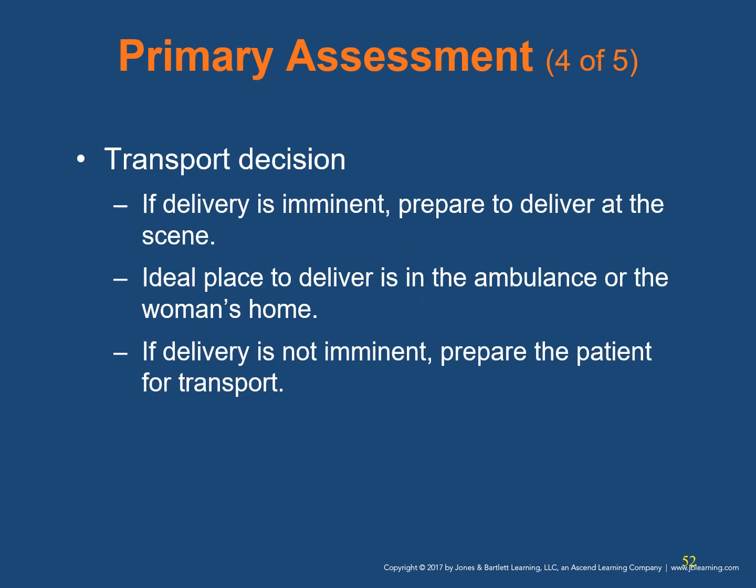Transport decision. If delivery is imminent, you must prepare to deliver at the scene. The ideal place to deliver is in the security of your ambulance or the privacy of the woman's home. The area should be warm and private with plenty of room to move around. If delivery is not imminent, prepare the patient for transport and perform the remainder of the assessment en route to the emergency department. Administer oxygen. Women in the second and third trimesters of pregnancy should be transported lying on the left side when possible. If spinal immobilization is indicated, secure the woman to a backboard and elevate the right side of the board with rolled towels or blankets.